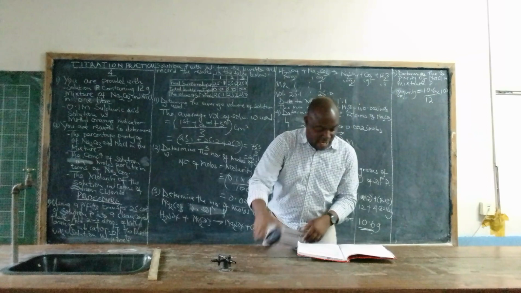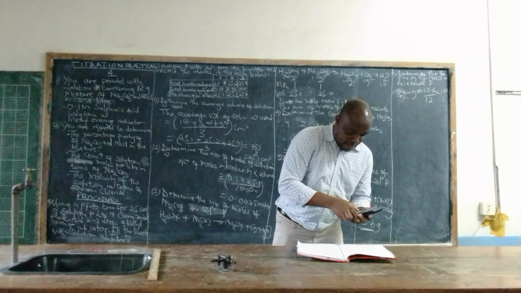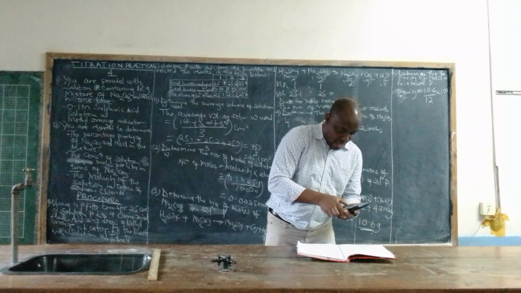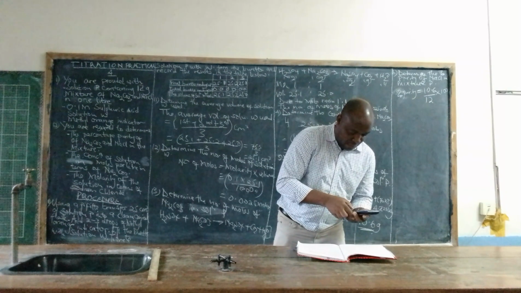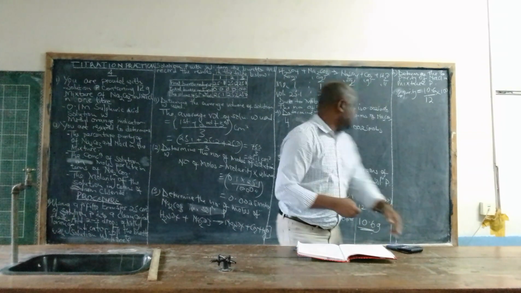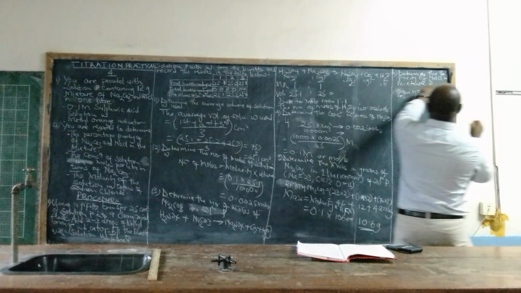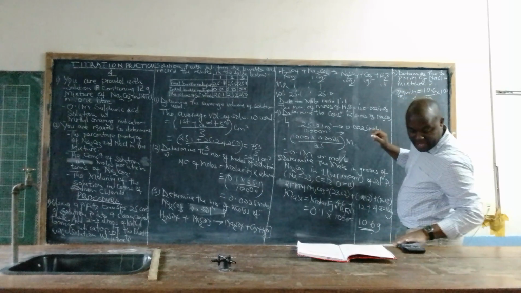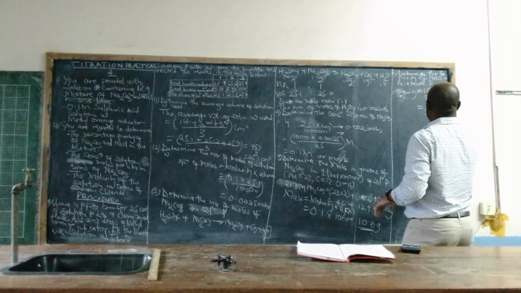So we are going to take our calculator. 10.6 times 100 divided by 12. 88.33%. So the percentage purity of sodium carbonate is 88.3%.